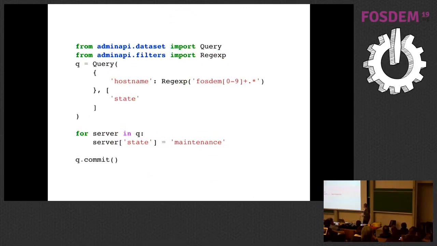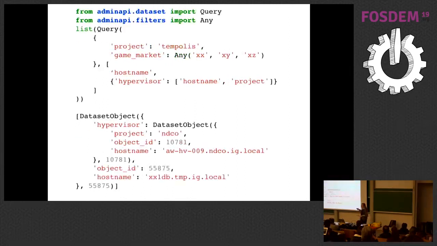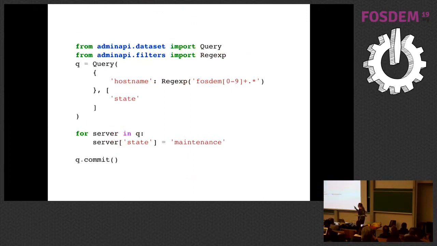Now let's look at updating. When you want to update, you do the same thing. You take a query. Before, I was always directly passing it to lists, so we get the output of what is actually on the server. Here, I'm saving the query in the queue variable. And I can iterate over this queue variable and change all the objects that were matching this query. And all these changes will only be locally in my Python until I call commit on the query.